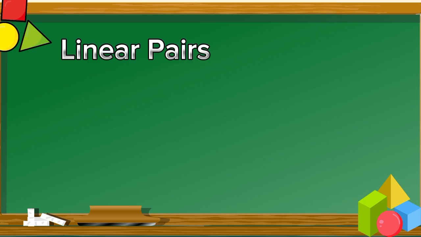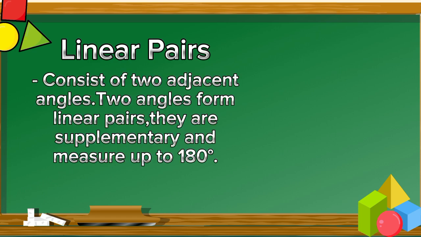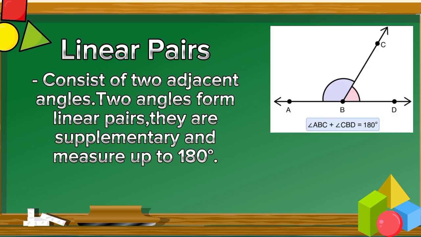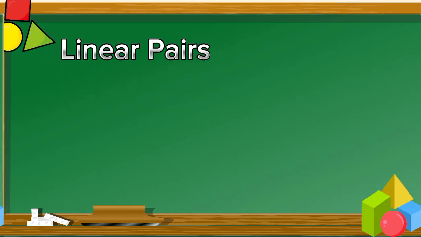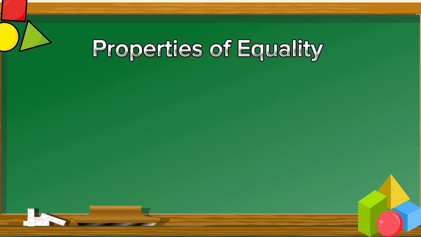Now let's discuss linear pairs. A linear pair consists of two adjacent angles formed when two lines intersect. According to the linear pair postulate, if two angles form a linear pair, they are supplementary, which means their measures add up to 180 degrees. To prove angle relationships, we often use the properties of equality.